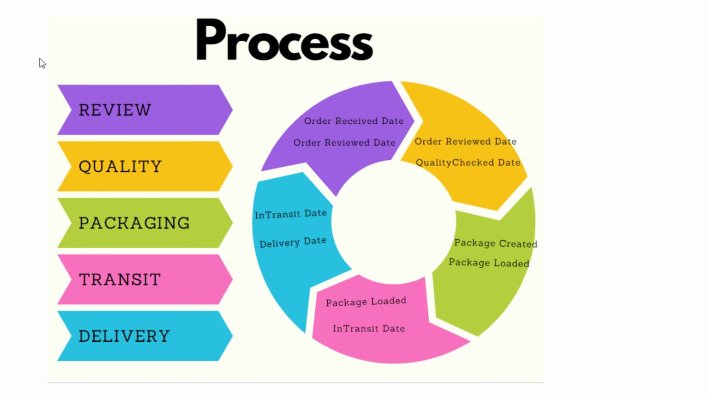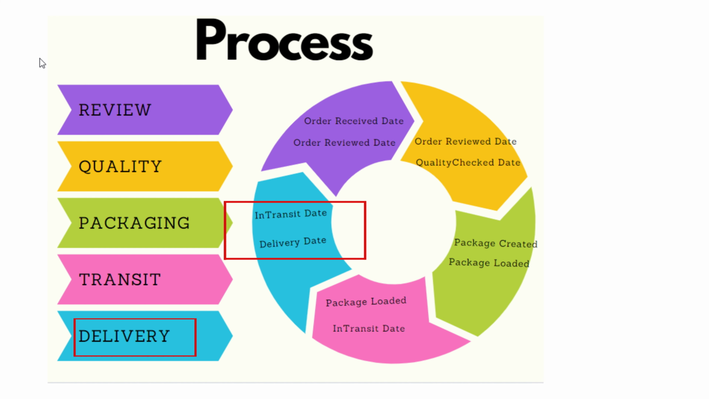There are 5 different stages. The first stage is a review stage, which is the period between when the order is placed and when it's reviewed. The second one is a quality stage. It's the duration between the review date and when the quality check is conducted. The third one is a packaging stage. This measures the number of days it takes from creating the package to loading it for transit. The fourth one is a transit stage, the period between packaging loaded and the transit date. The final one is a delivery stage.